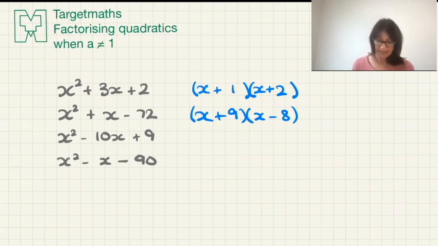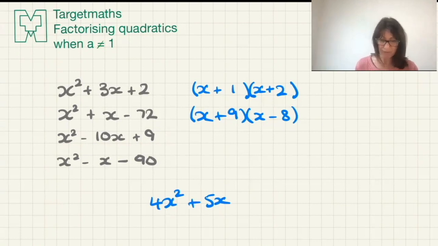Okay, so when I'm factorising quadratics, the first thing I do is take a look at how many terms I've got. Quadratics don't always have 3 terms. Some quadratics can look like this: 4x squared plus 5x. That is a quadratic because it has the power 2, but it only has 2 terms. So the general rule is if you have 3 terms, you will go into 2 brackets. And if you have 2 terms, you'll go into 1 bracket.